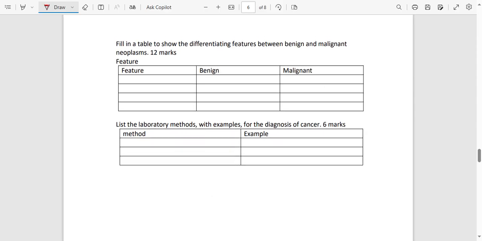Fill in a table to show the differentiating features between benign and malignant neoplasm. So we want to put a feature and then what it is for benign and malignant. Let's start. Anyone to give us one feature and then how it will show in malignant and benign tumors.